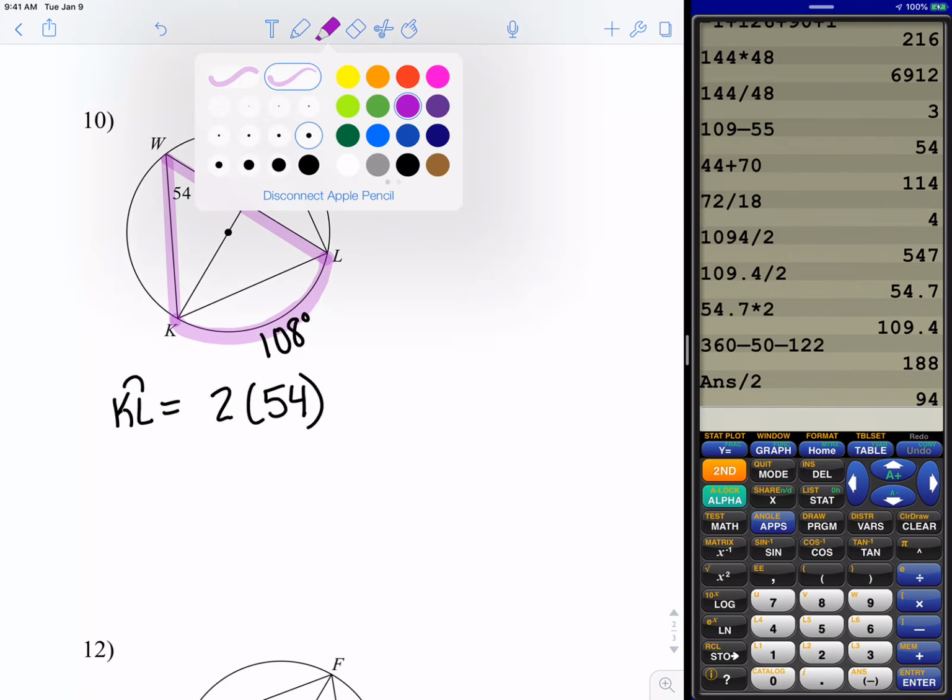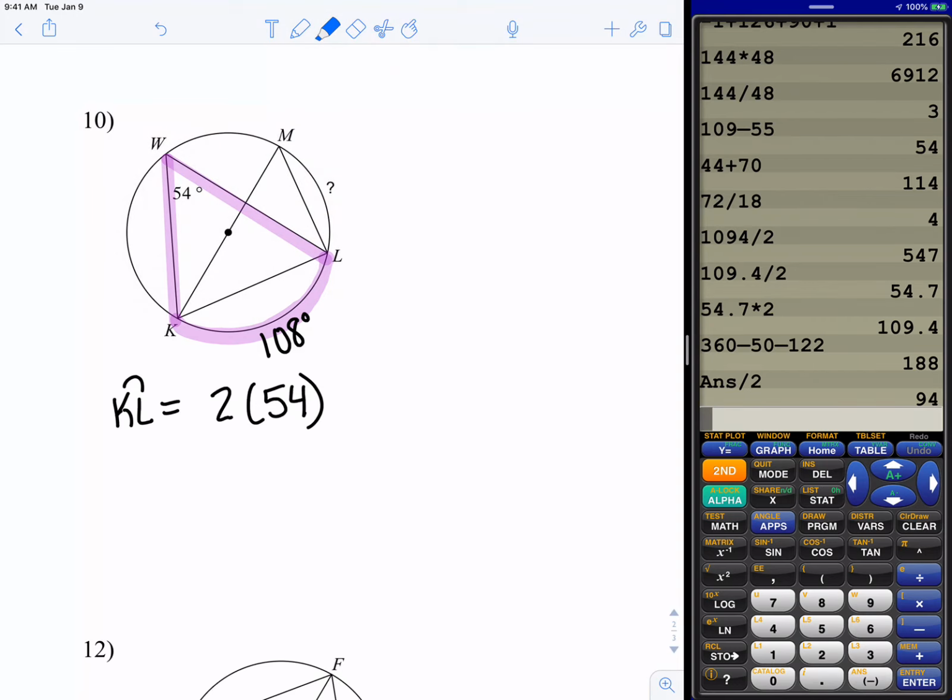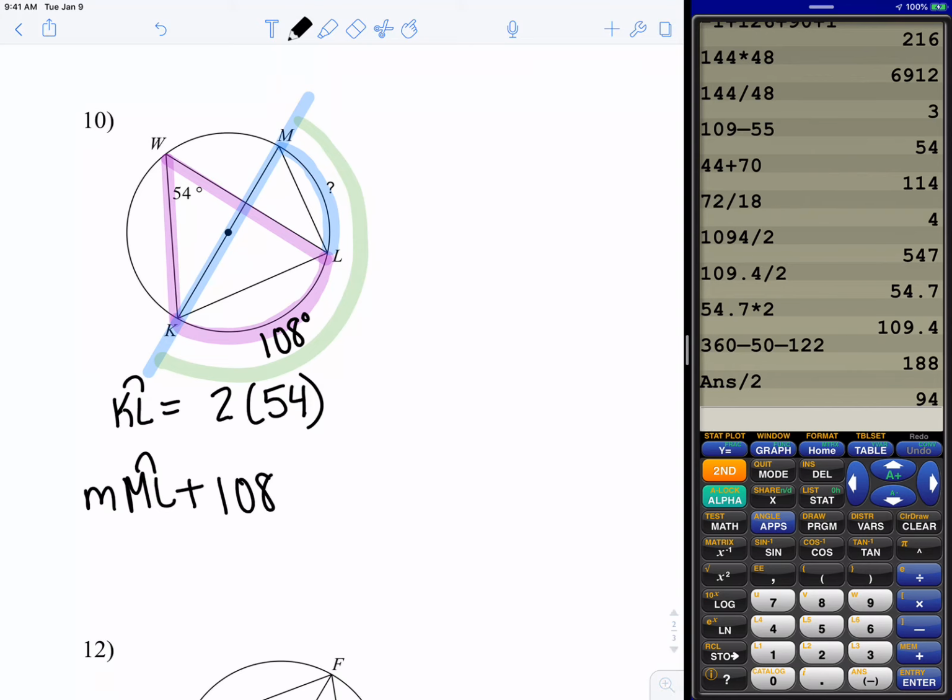Well, that's helpful because the next thing you might notice, yes, we're looking for ML, and there's a diameter in this picture. A diameter cuts off 180 degrees. So these two arcs right here, ML and KL, add up to 180 degrees. So the measure of ML added to KL, which is 108, equals 180 degrees. So finally we know the measure of arc ML is 72 degrees. So this is 72 right here.